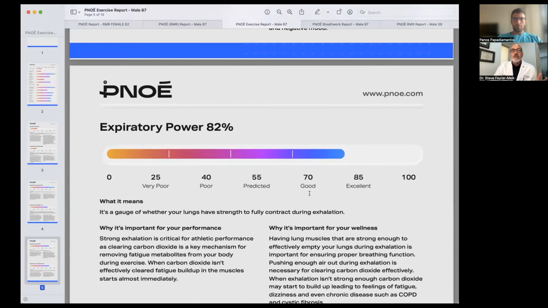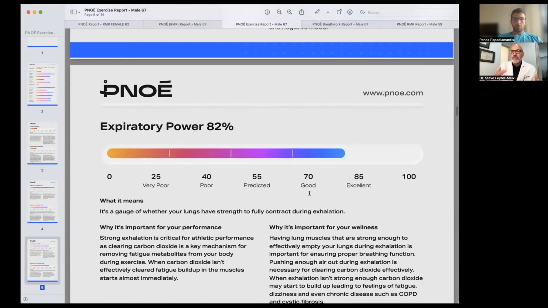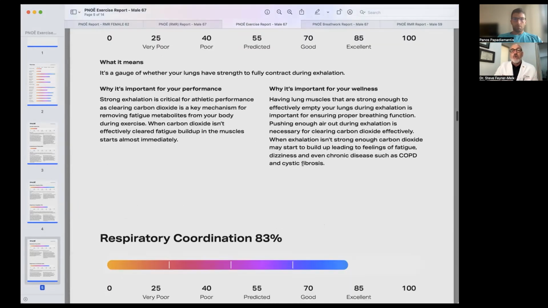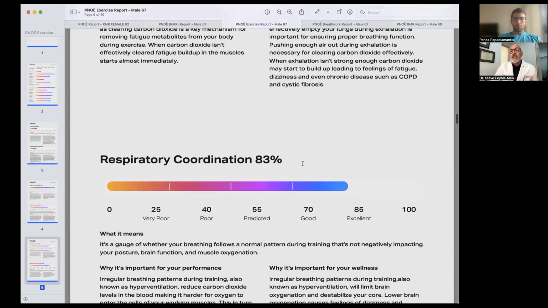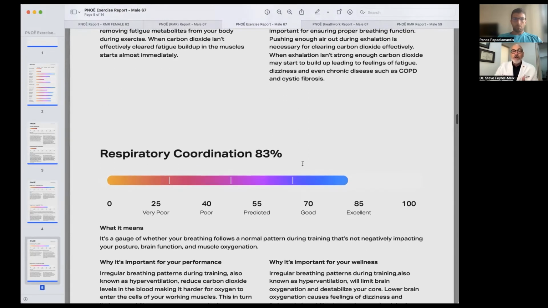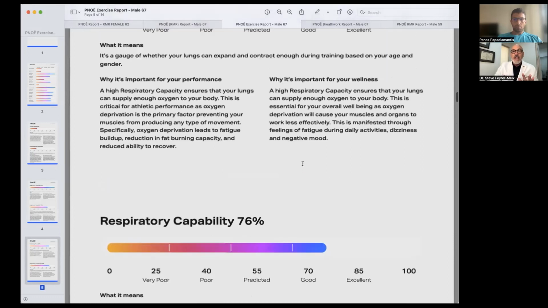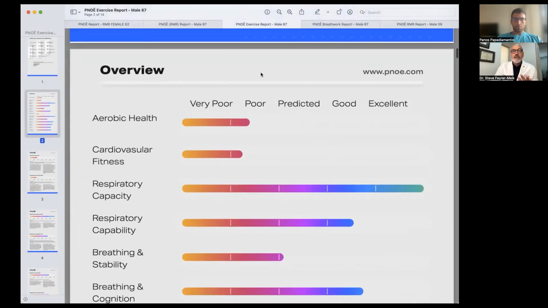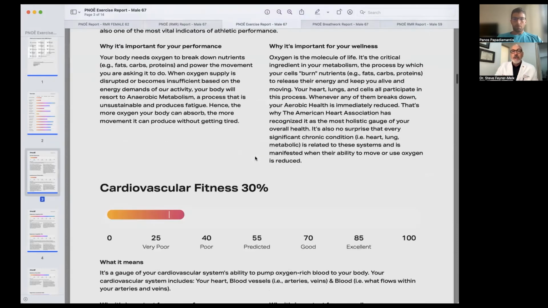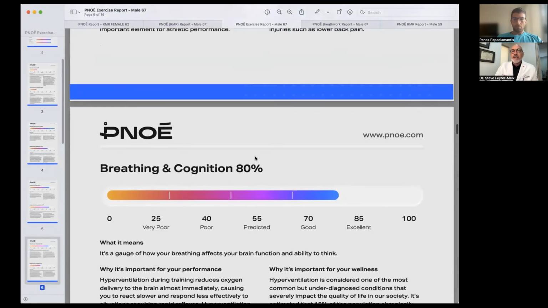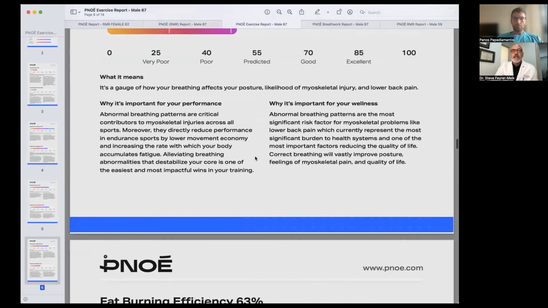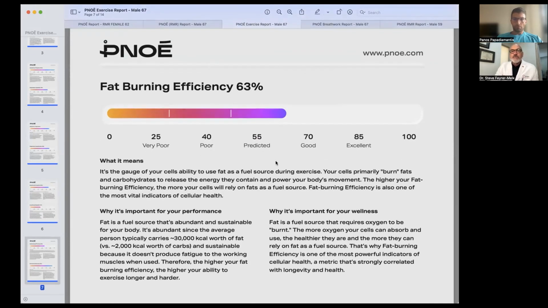Expiratory power, again, goes along with the force of his lungs, which is pretty good, but his overall fitness was not good. His coordination was okay, but it all goes back to, not to give you a headache, these two here. These two here are supported by these. So he needs to push his other ones out to get his aerobic and his overall cardiovascular fitness up. So we go through that. Breathing and cognition, he wasn't happy about that, or stability. Fat burning efficiency was as predicted.